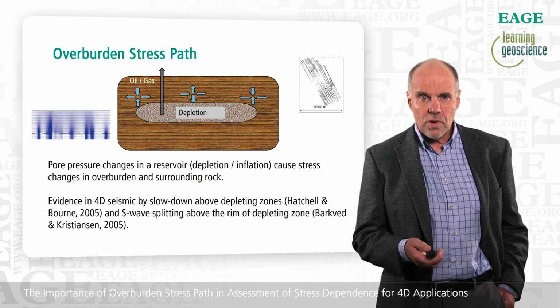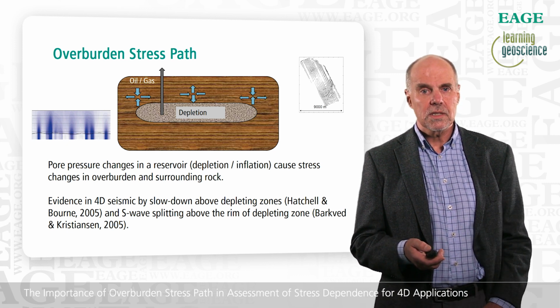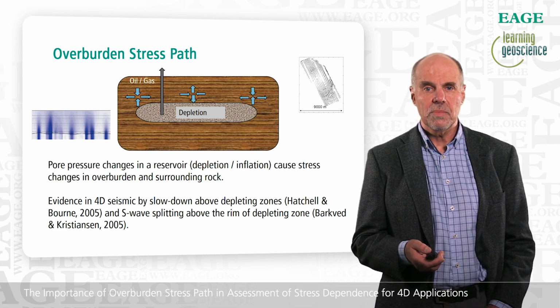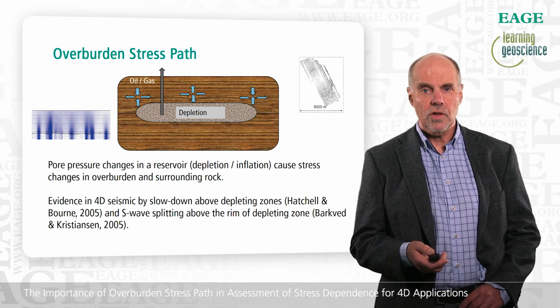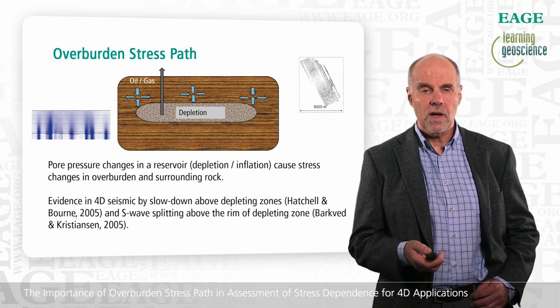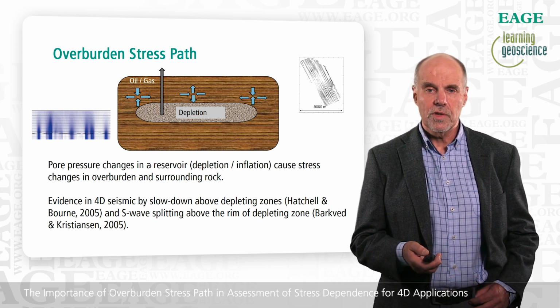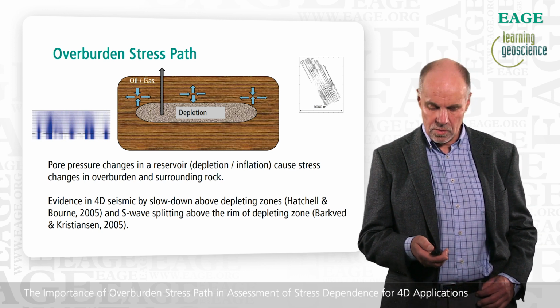It's evidence in 4D seismic that we have these stress changes. That is seen by slowdown of seismic waves above depleting zones, like was pointed out by Hatchell and Bourne in 2005. And it's also seen as shear wave splitting above the rim of the depleting zone, as was shown by Barkved and Christiansen in 2005.